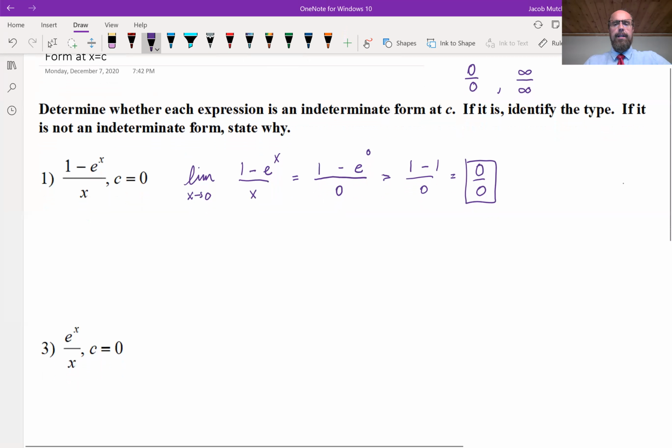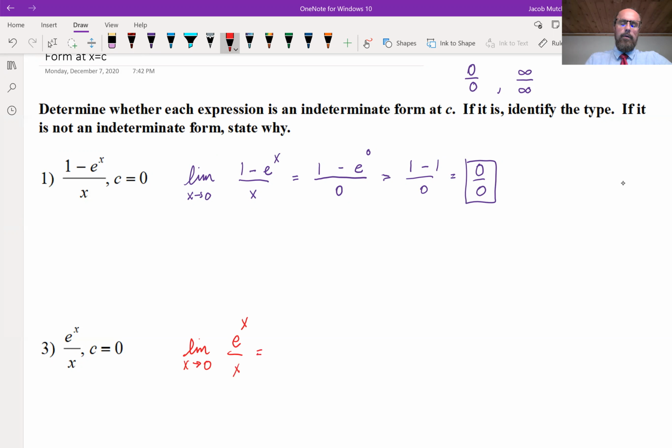Let's take a look at our second example. So the second expression is e to the power of x over x. So again, we're looking for the form of that expression when the c value is 0, when x equals 0. So the limit as x approaches 0 again of the expression e to the power of x over x. If we employ direct substitution like we did on our first example, that would be e to the power of 0 over 0. So similar to our first example, the denominator is immediately 0.